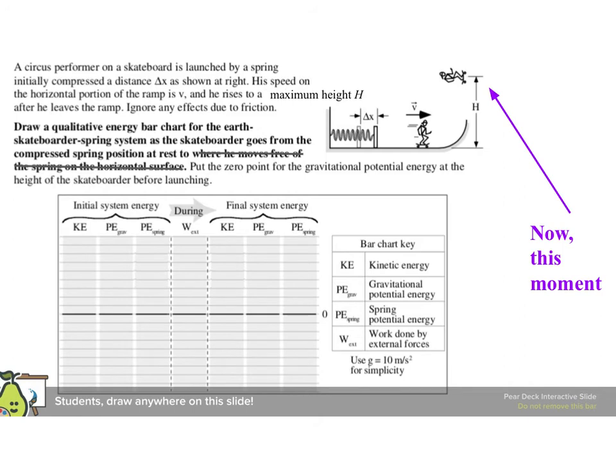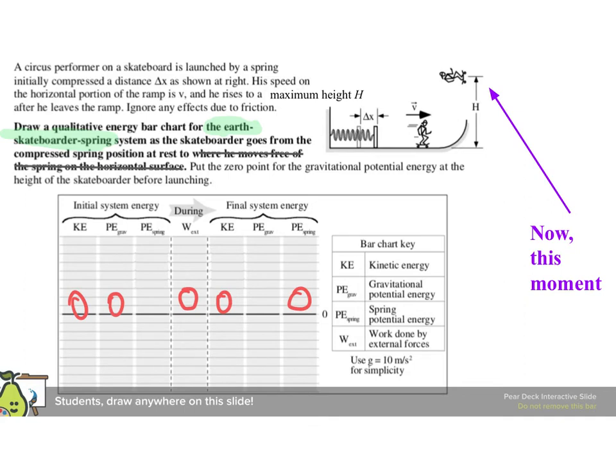All right, same problem, but now we're asked to do it when the skater has actually gotten to his greatest height, h. Again, I would recommend putting down the things that are 0 that we know. For instance, starts from rest, starts with 0 gravitational energy, ends at rest, ends with nothing in the spring, and there's no external work done because the system they gave us is the Earth skateboarder spring system. Since the Earth is included, gravity is within this system, so there's no external work.